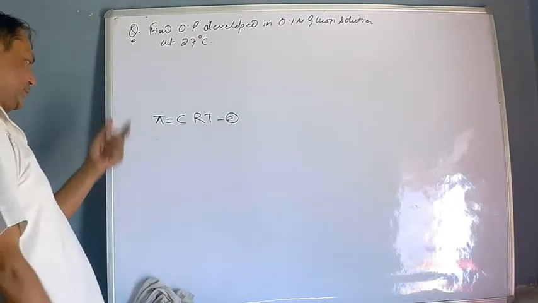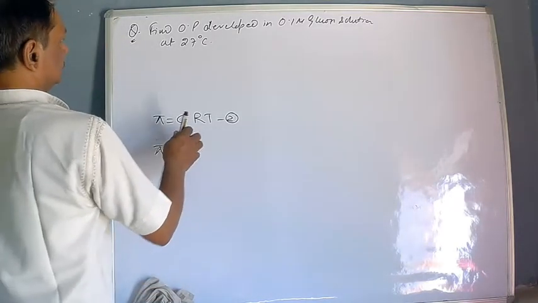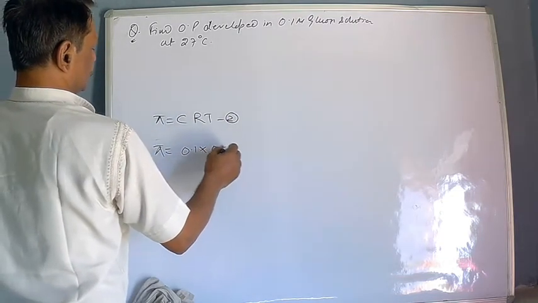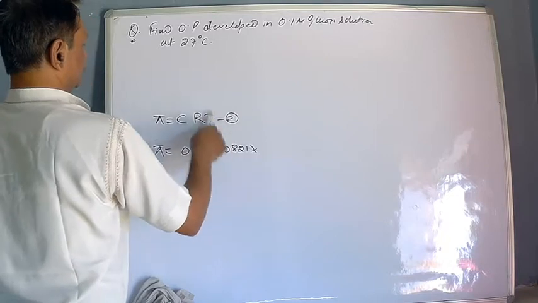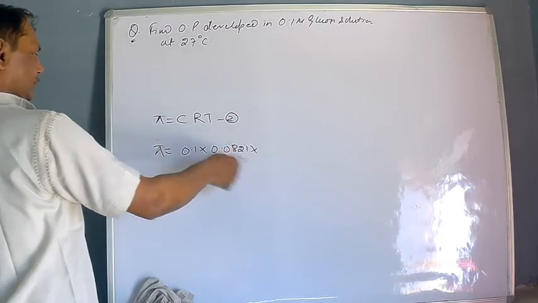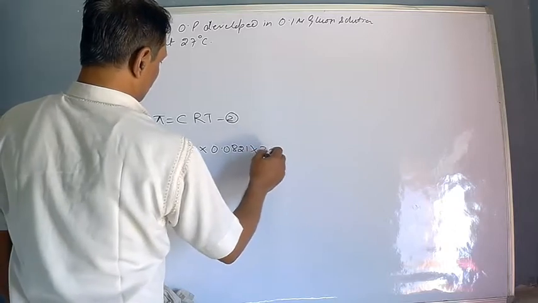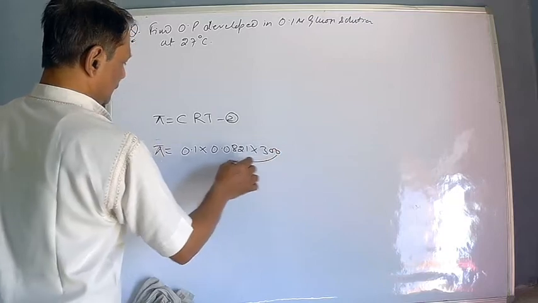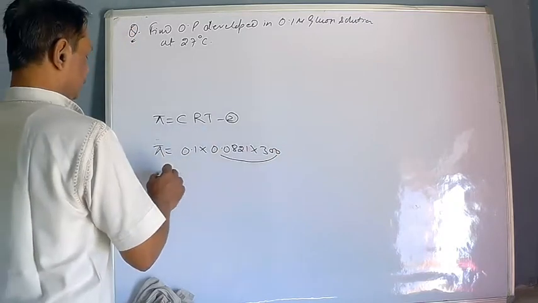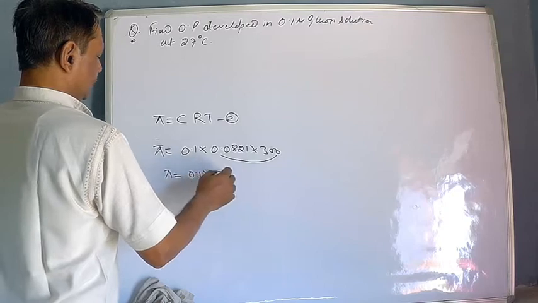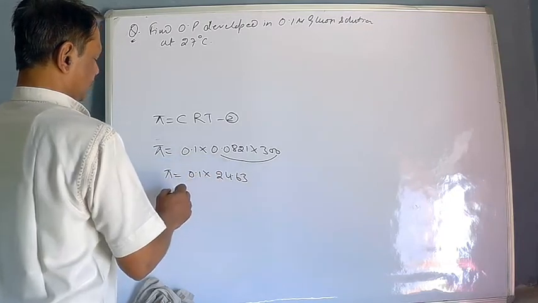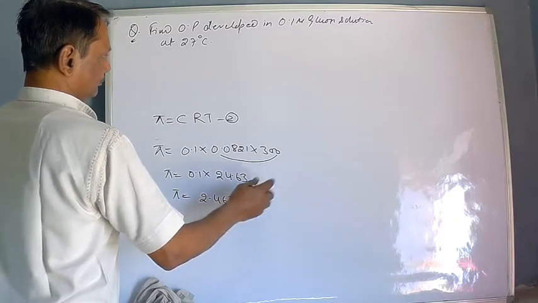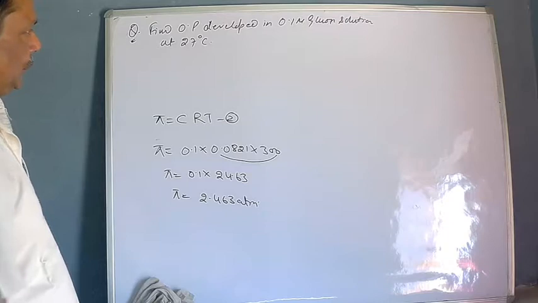Pi is your osmotic pressure, we are going to calculate. Concentration is 0.1, R is 0.0821, into temperature, which is 27 degrees centigrade. So converting it to Kelvin, it gives us 300. And class, I already told you that this number multiplied by 300 gives you 24.63. So 0.1 multiplied by 24.63 gives you 2.463 atm pressure. So this is the way you can solve.